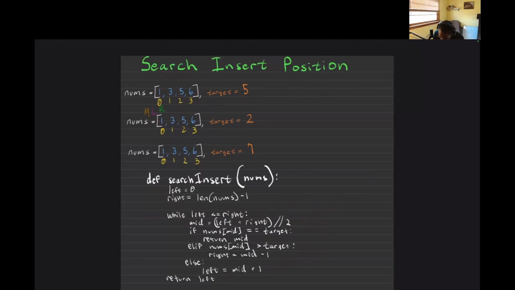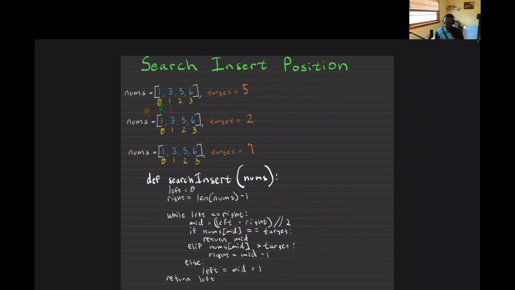Say left is equal to mid plus 1, so left is now equal to 1. So is this condition being met? No, it's not, because left is now greater than right. So then we can just simply return left, right? Because left is equal to that 1 there. And that is the answer here, 1. That's where you would insert this 2 in this sorted array. So pause the video and see if you can do this example yourself.